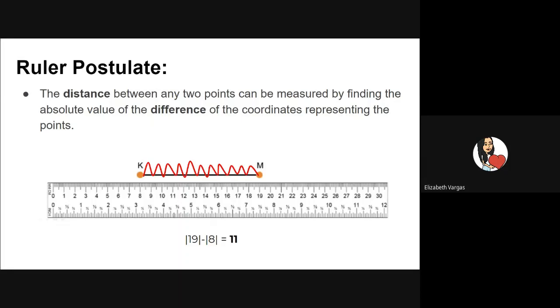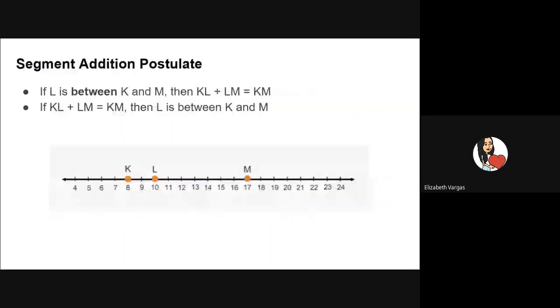We use the absolute value because, let's say this number line was in negative numbers. Let's say this was negative 8 and this was negative 19. We wouldn't have a negative 11 distance. Instead, we'd have 11. So you always have to use the positive value.